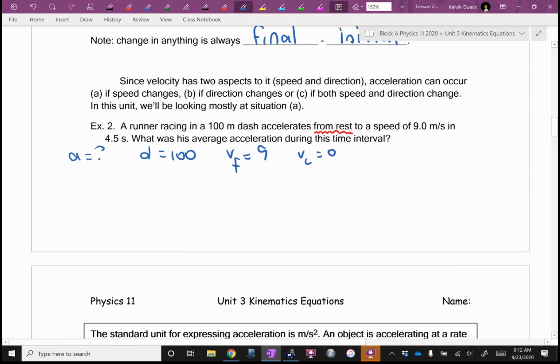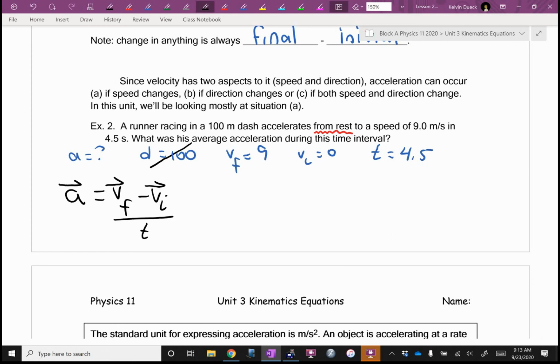Riley, what are the units next to that 4.5? Now I would say to myself, I'm looking for an equation that has to have an A in it. To be honest, right now I've only given you one equation: A equals VF minus VI over T. And you'll notice, Riley, that D equals 100, I'm not using it. They just threw in some extra information.